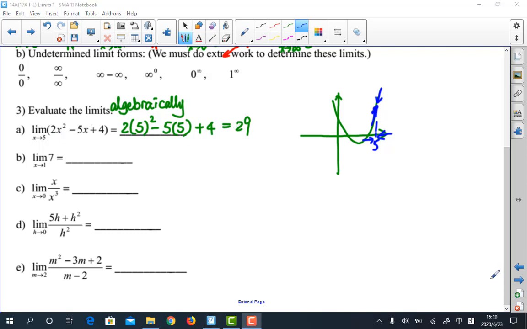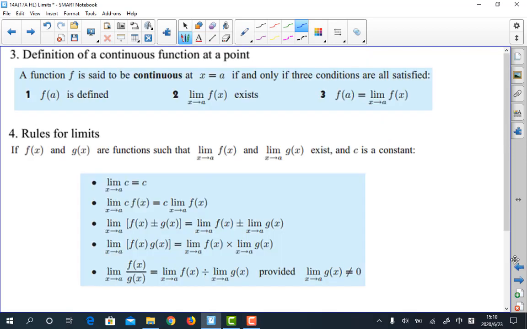What is the limit of 7 when x approaches 1? Let's go back to the rules for limits. The first one: the limit of a constant is equal to this constant.